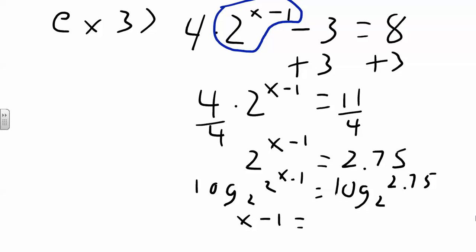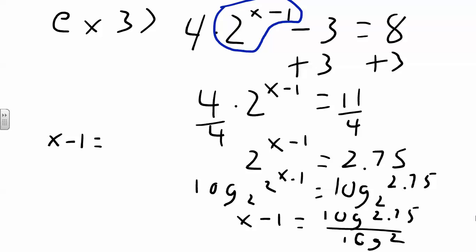So I get x minus 1 equals, and I'm going to again use that change of base. I'm going to take the log of 2.75 divided by log of 2. And again, use the calculator. Log 2.75 divided by log 2 is 1.46. So x minus 1 equals 1.46. And then to solve for x, one more step, so x equals 2.46.